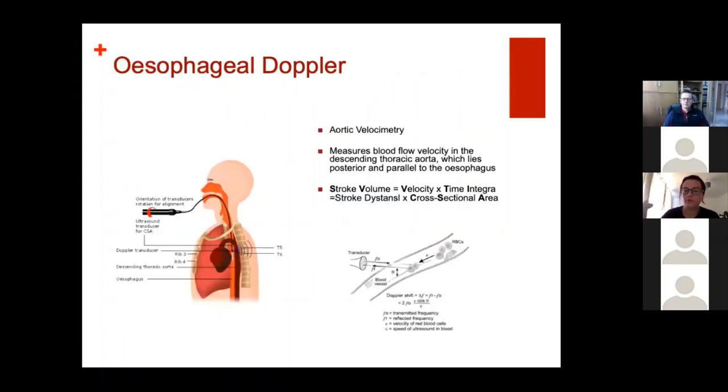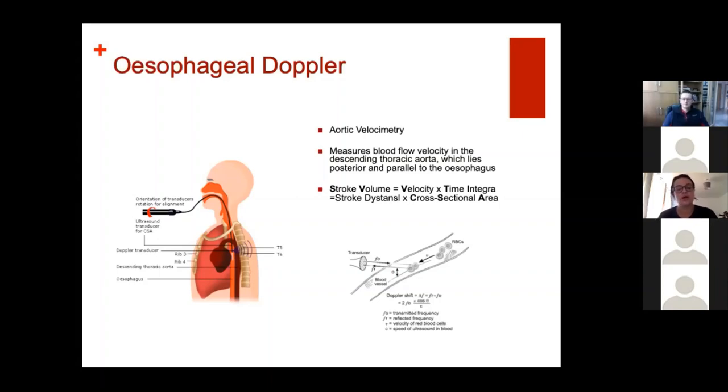So we are moving forward to the less invasive methods of cardiac output monitoring. I had never seen esophageal Doppler in use. I know that it has been in use in certain hospitals. So esophageal Doppler is a fancy name for aortic velocimetry. So we are measuring the flow of the blood in the aorta using the Doppler effect.